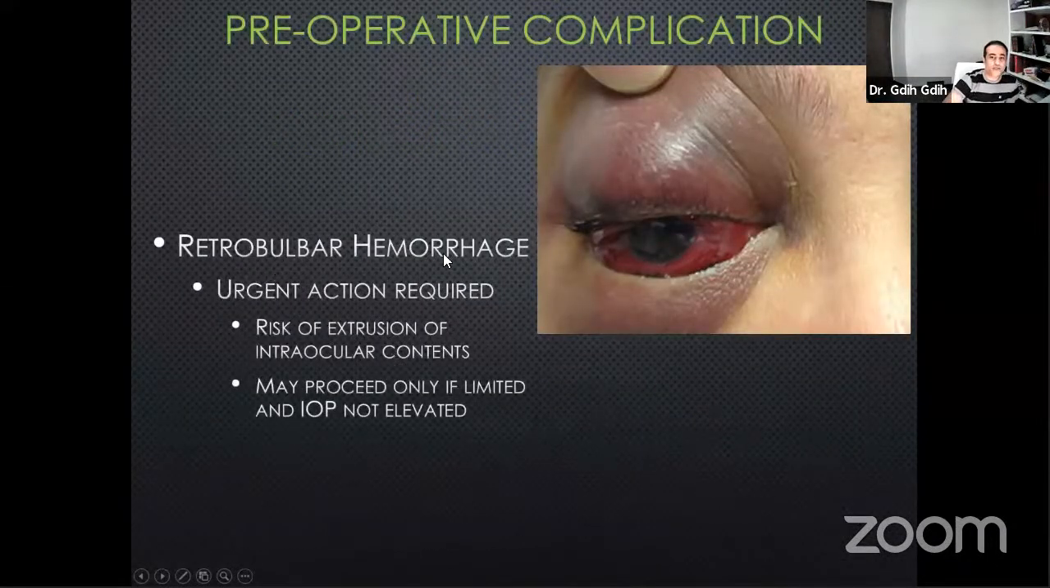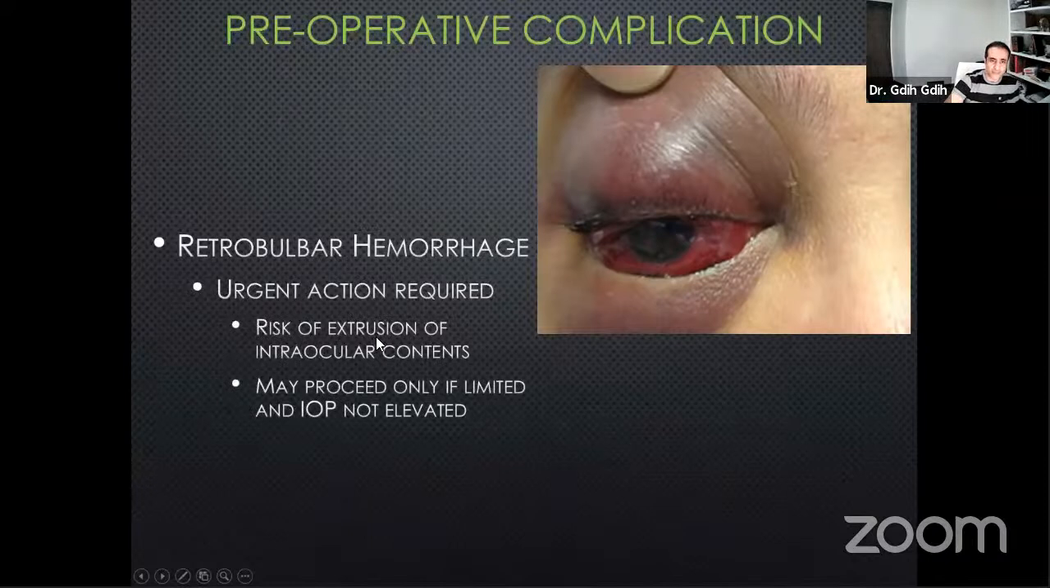If you get a retrobulbar hemorrhage before you start, many people use a retrobulbar block before glaucoma procedures. I personally don't do blocks, but some people are comfortable using blocks. If you do and you get retrobulbar hemorrhage, urgent action is required.